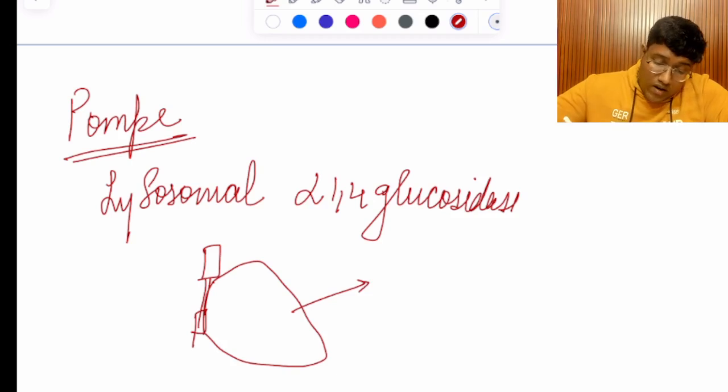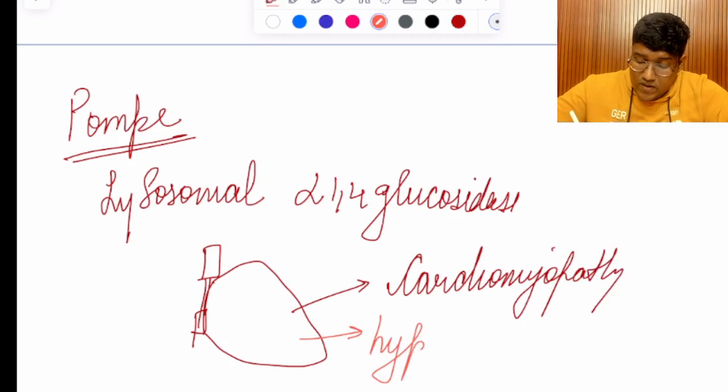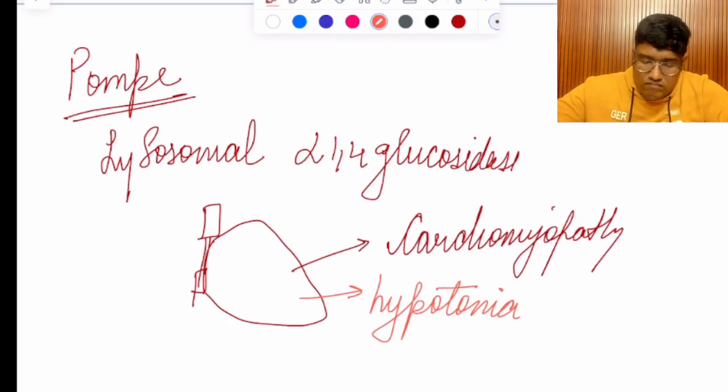So there's going to be a big heart, and there are going to be a lot of heart issues, muscle issues, right? So cardiomyopathy. Remember it. It's going to have cardiomyopathy. For these patients, they're going to have hypotonia. Now, why hypotonia? Because they are not able to make glucose. Now these two pathways are important, and there's going to be muscle weakness. So hypotonia and enlarged tongue.